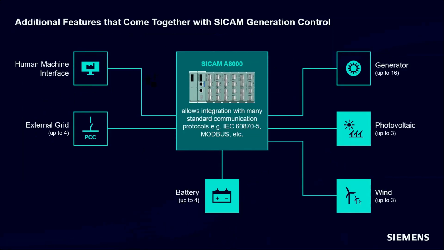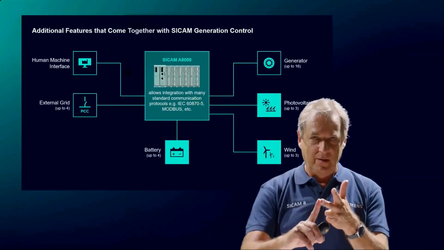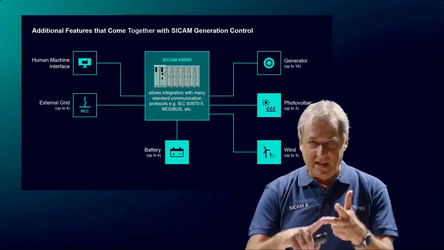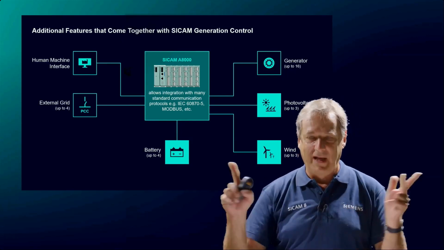You remember, in the previous section I referred to microgrid control. So far, we have only talked about the pure generation control function. But as you can see on this page, our controller already has the built-in ability to control additional assets. This means that the SICAM generation control function can be extended by licenses also to control up to 4 additional battery controllers, 3 wind park controllers, and up to 3 PV controllers. And then the extended solution we call microgrid control.